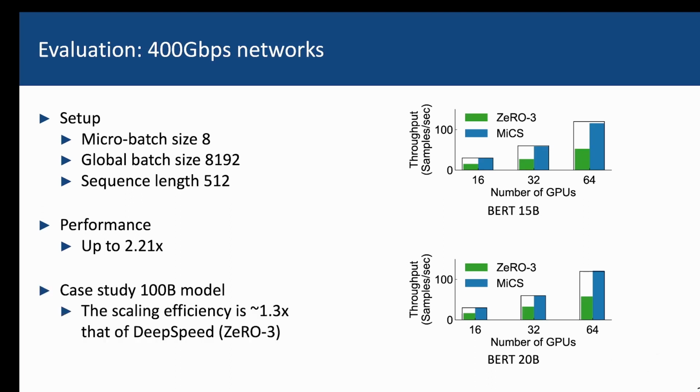We have also conducted a case study for training a model with 100 billion parameters, and MiCS can achieve near linear scaling as well when we scale from 128 GPUs to 512 GPUs. The scalability is about 1.3 times better than ZeRO-3.